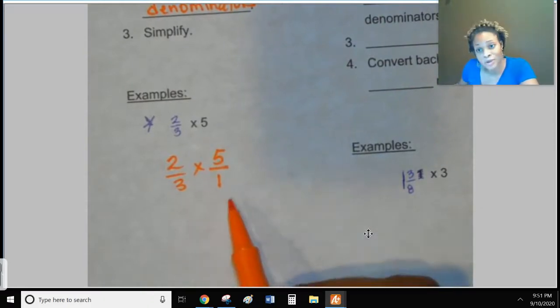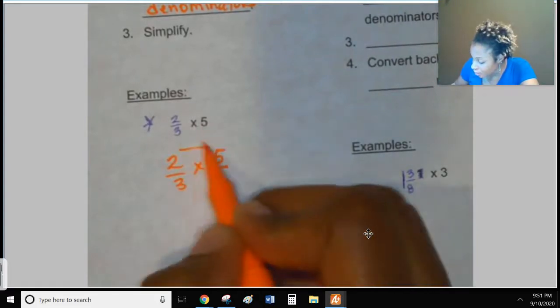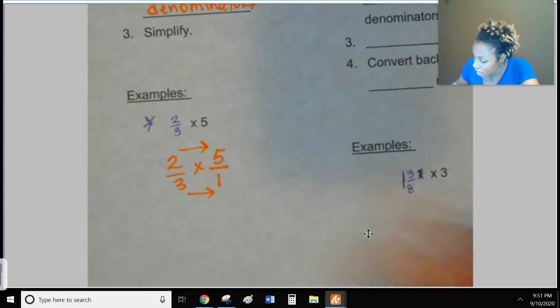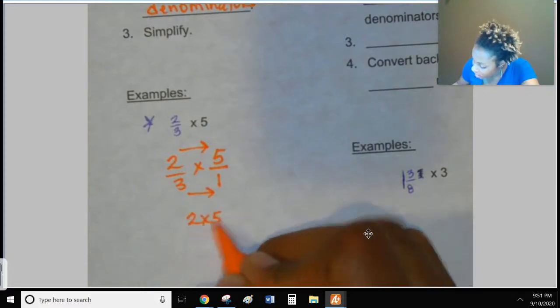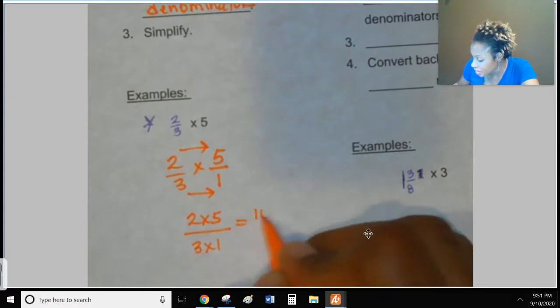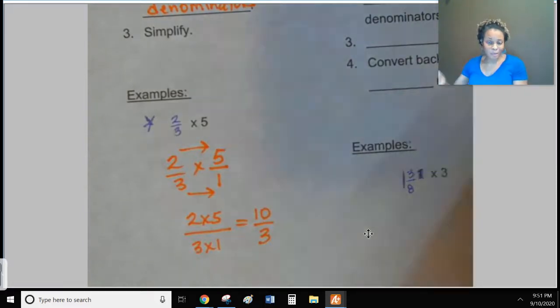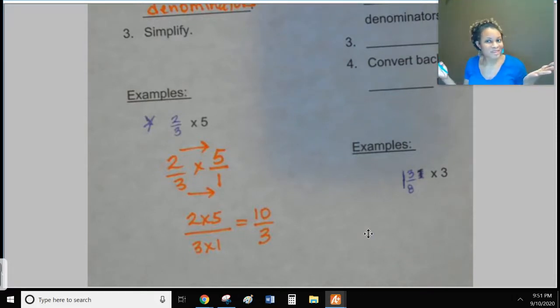Once I place it over a 1, I can multiply as normal. I'm going to multiply numerators and denominators together. That would be 2 times 5 over 3 times 1, which will give me 10/3. What in the world? What kind of fraction is that? Improper. So if it's an improper fraction, please take the luxury of making it a mixed number.